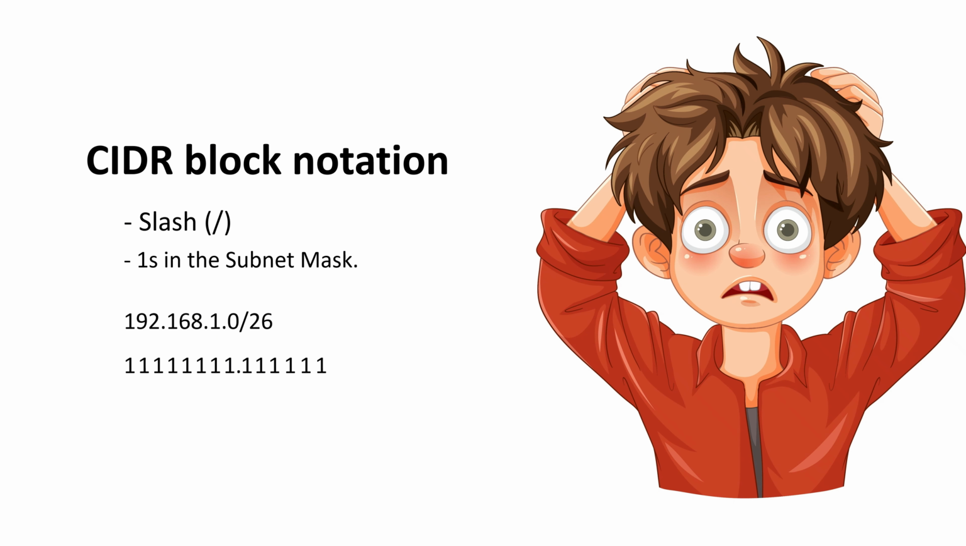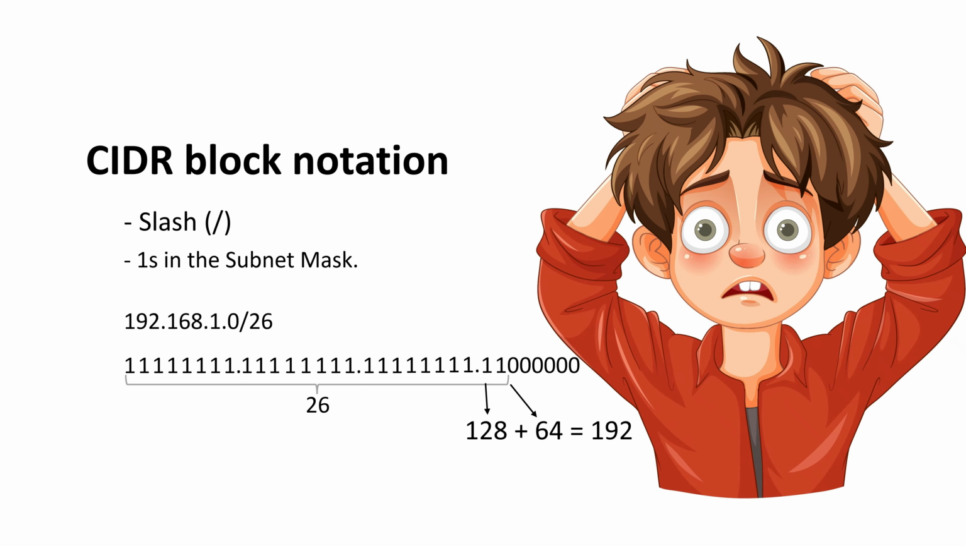So far, it's 24 ones, right? Now we're going to borrow 2 more bits from the host portion to make it 26. Then add the value of these 2 bits and you get 192. So the subnet mask would become 255.255.255.192.